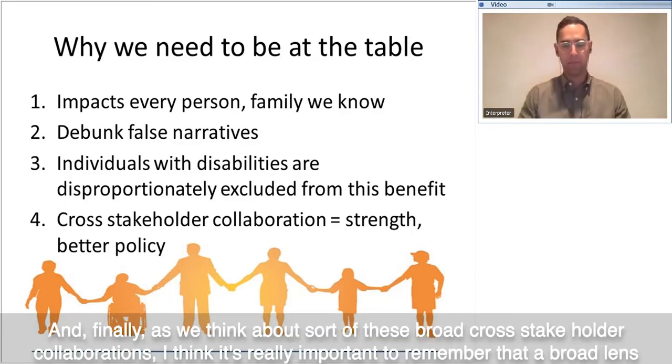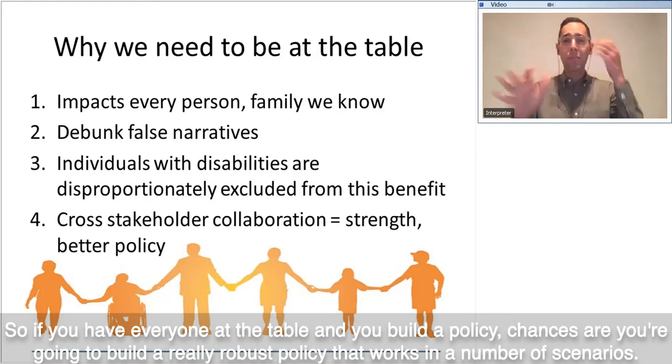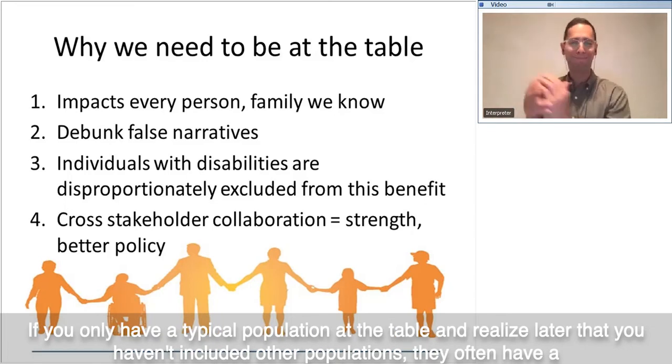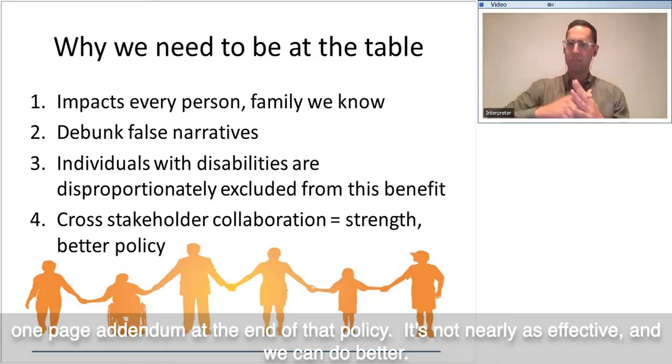And finally, as we think about these broad cross-stakeholder collaborations, I think it's really important to remember that a broad lens informed by diverse experience always creates better policy than what I call an appendix approach, right? So if you have everyone at the table and you build a policy, chances are you're going to build a really robust policy that works in a number of scenarios. If you only have a typical population at the table and realize later that you haven't included other populations, they often have a one-page addendum at the end of that policy. It's not nearly as effective, and we can do better.